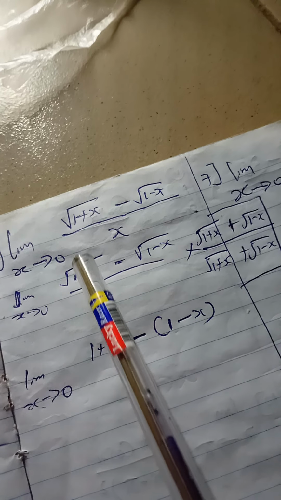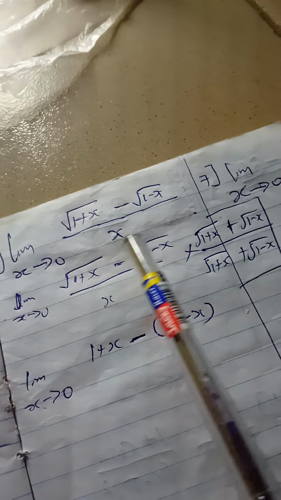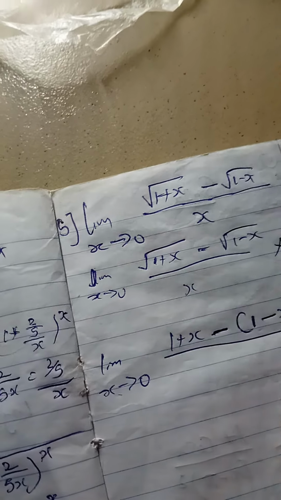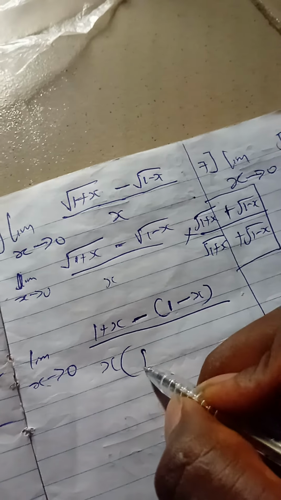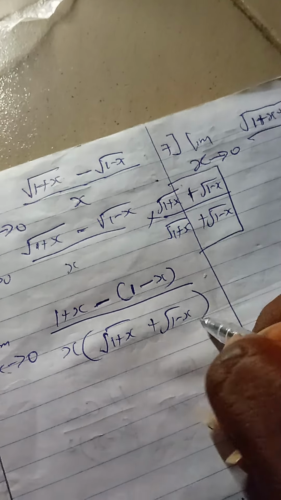That's your answer. Because if you do this times this, it will cancel out. If you do this times this, it will cancel out this times this. Is that clear? So over, what do we have here? x into root 1 plus x plus root 1 minus x.